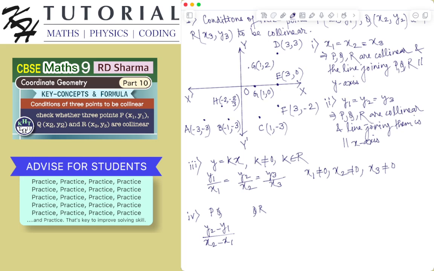Okay, now similarly for the points Q and R, this ratio will be y3 minus y2 divided by x3 minus x2. Now if these two ratios become equal, this will imply that P, Q and R are collinear.